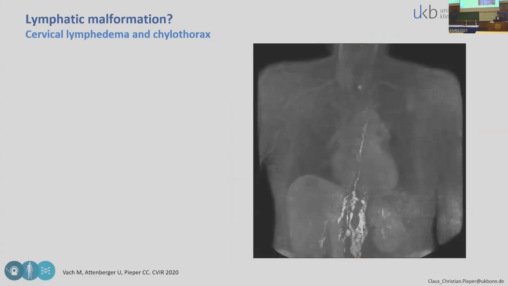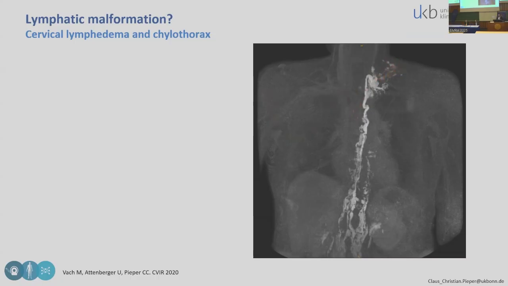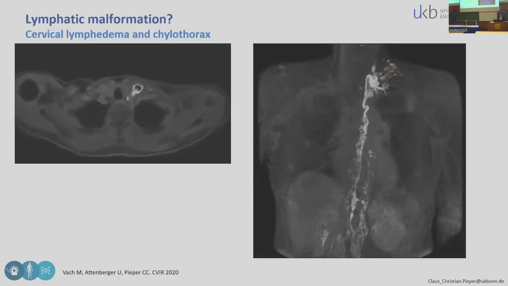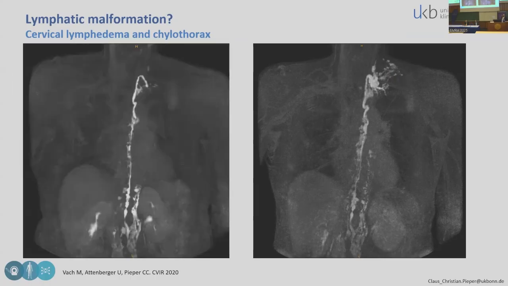This is just a case to show you, in a patient with cervical lymphedema and a chylothorax, in which the central lymphatic system doesn't look quite normal. It's dilated. We see reflux into her neck. But when you look at the source images closely, there is something in the dilated terminal part of the thoracic duct. And on closer examination and biopsy, it was actually a thrombus in the terminal thoracic duct. And after thrombectomy, the symptoms went away and the system normalized within a couple of weeks.